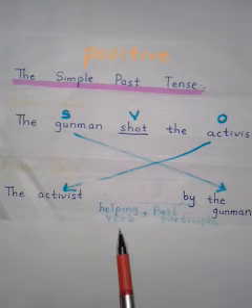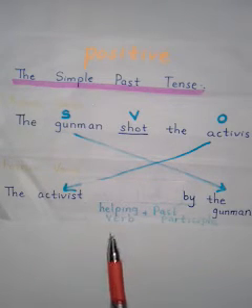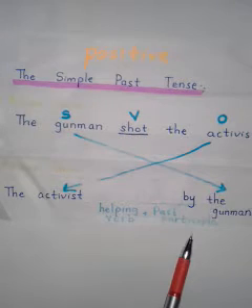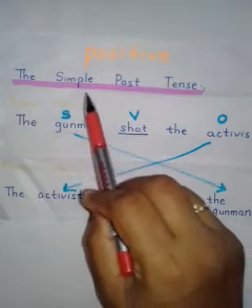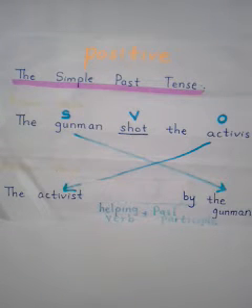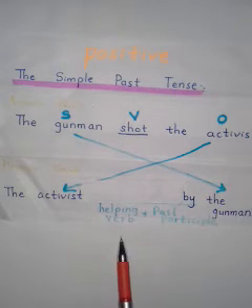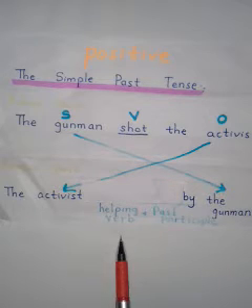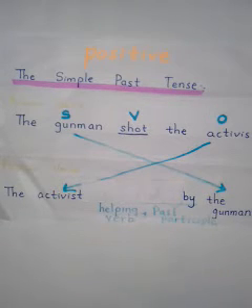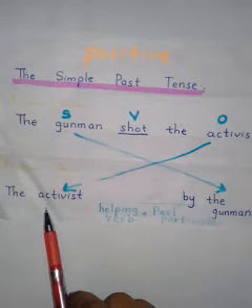Now it's time to form the passive verb, helping verb plus past participle. Because this belongs to the simple past tense, the past forms of the be verbs must be taken as the helping verb. Past forms of the be verbs. The past form of the be verbs is was or were. So we must select was or were according to this new subject.